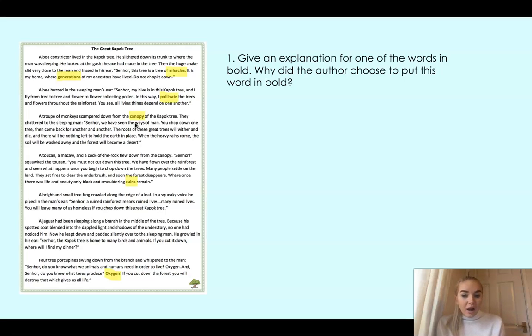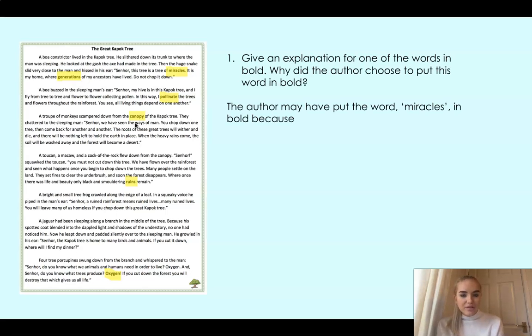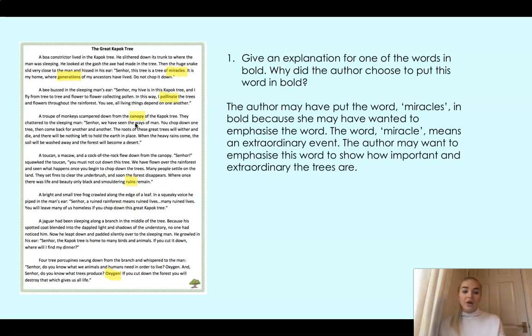Okay, so firstly we can highlight all of the words in bold, and I can choose one here. So I'm going to choose the word miracles, and I've started my sentence by saying the author may have put the word miracles in bold because. Now, what does this word miracles mean? Well, it means extraordinary, so she may have wanted to emphasize the word. The word miracle means an extraordinary event. The author may want to emphasize this word to show how important and how extraordinary the trees are. And this may mean that she wants to make this evident to the reader that this is how important the trees are.